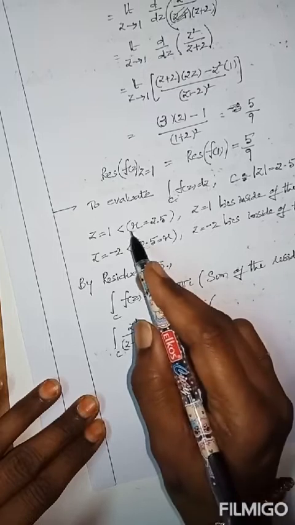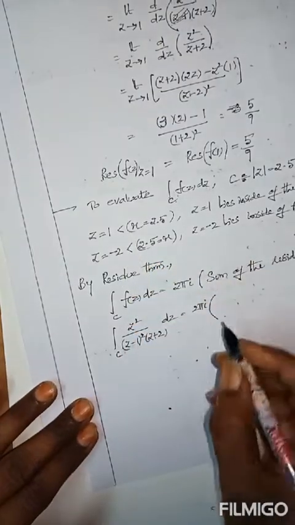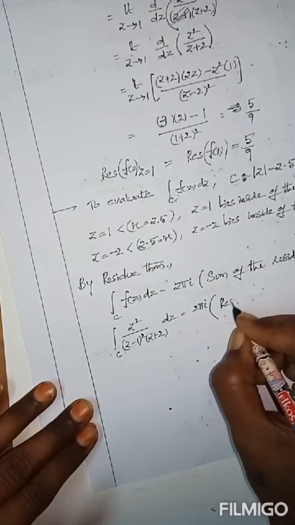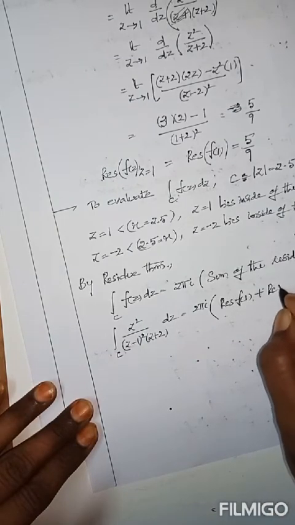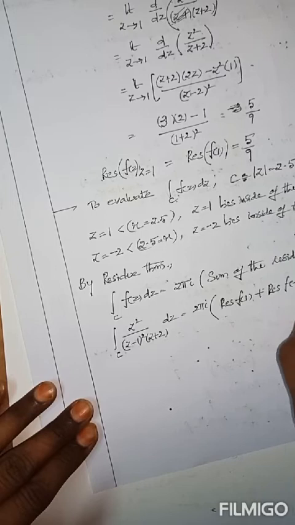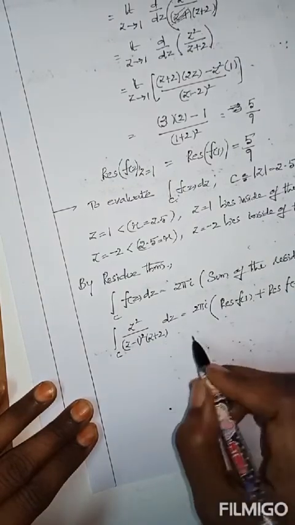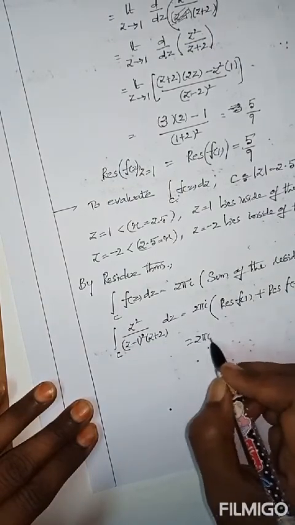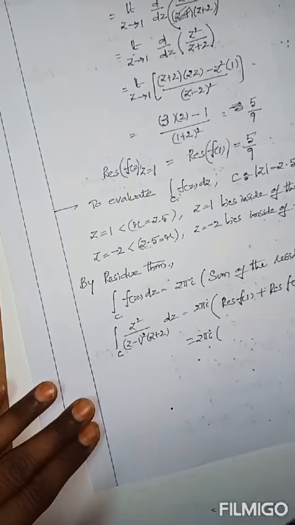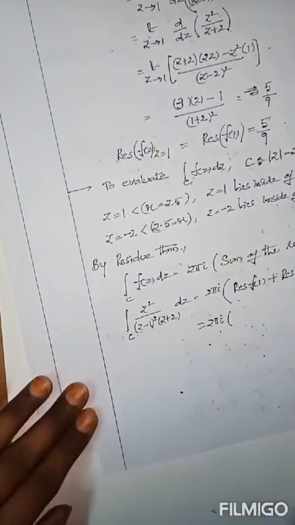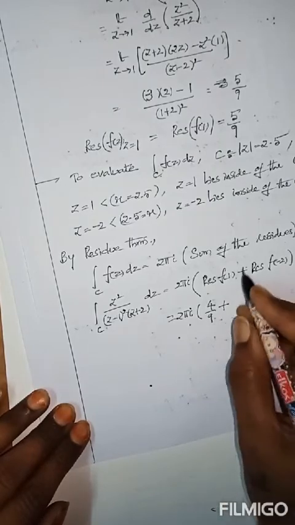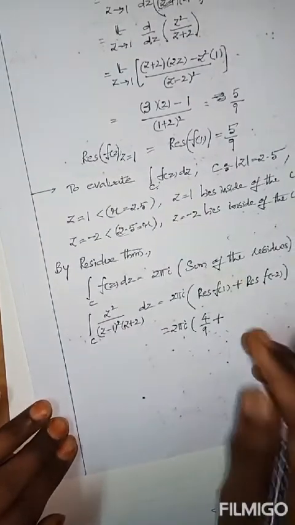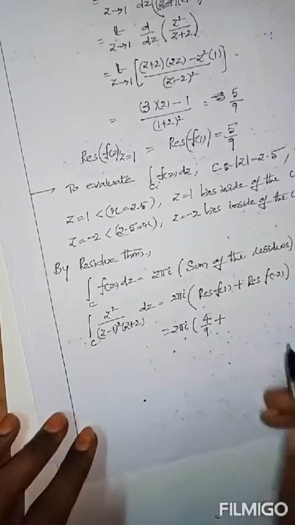Here I will calculate two residues. Both points lie inside of the circle. So residue of f of 1 plus residue of f of minus 2. Already cleared. Now the residue of f of 1 was cleared as 4 by 9. The residue of f of minus 2 was cleared as 5 by 9.